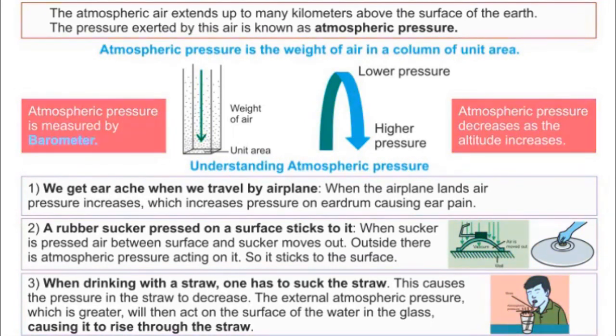3. When drinking with a straw, one has to suck the straw. This causes the pressure in the straw to decrease. The external atmospheric pressure, which is greater, will then act on the surface of the water in the glass, causing it to rise through the straw.